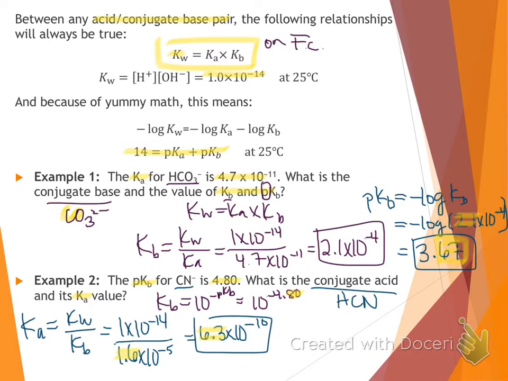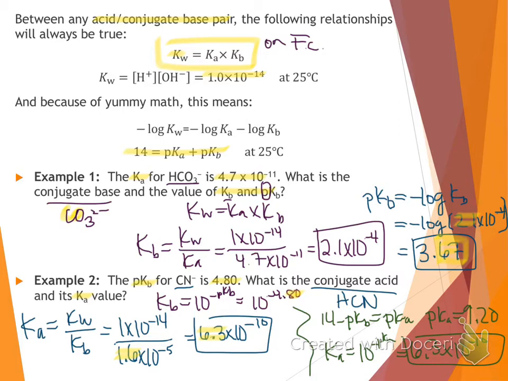So let's take a look at another way we could have done this problem. Another way we could have solved this problem was knowing that pKb plus pKa equals 14. So 14 minus 4.80 gave us 9.20. And then we can take the anti-log of our pKa to find our Ka value, which is still the same, 6.3 times 10 to the negative 10. Both are perfectly acceptable and correct ways to do these problems. So this will be an important relationship as we continue on our salty adventures in this set of video lessons.